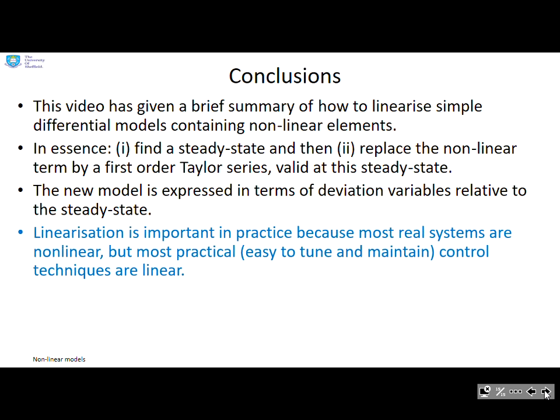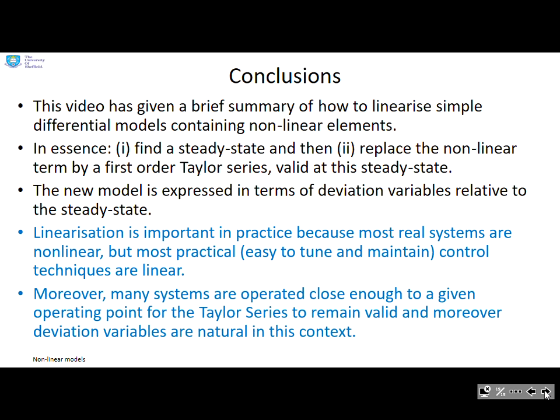Linearization is important in practice because most real systems are nonlinear, but most practical control techniques, that means easy to tune and maintain, are linear. Many real systems are operated close enough to a given operating point for the first order Taylor series to remain valid. And moreover, you'll find that deviation variables are natural in this context because they're telling you how far away you are from the operating point.